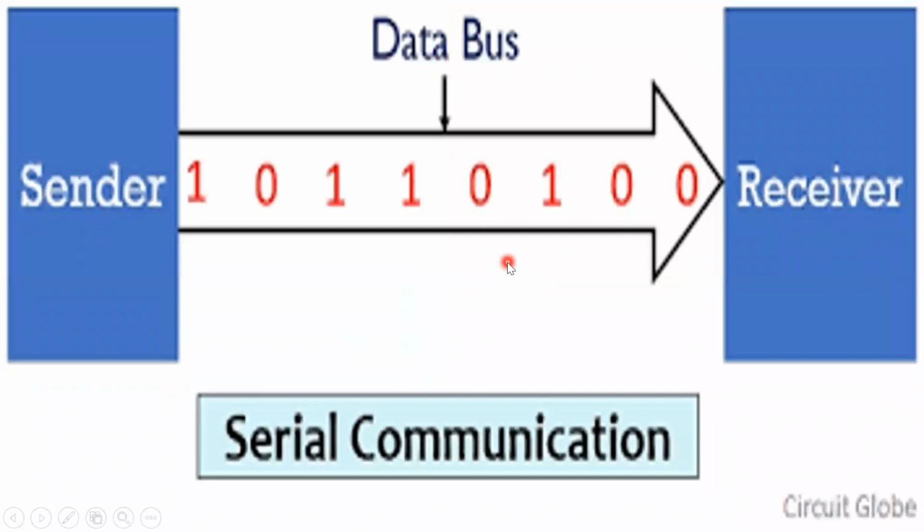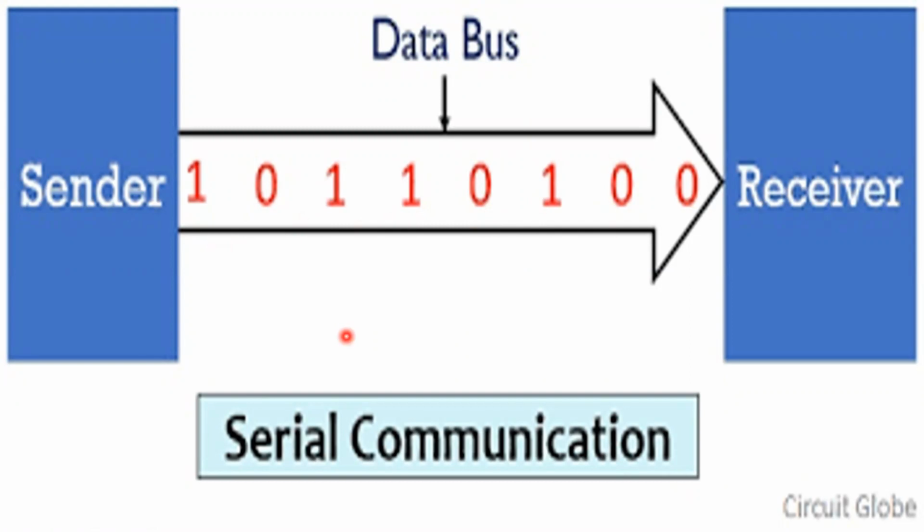Whereas in serial communication, the data is transferred bit by bit over a single channel, a single line or a single path, in the same direction. Here 8 bits in length are transferred sequentially. So your data is transferred sequentially over a single channel. This is what serial communication is.